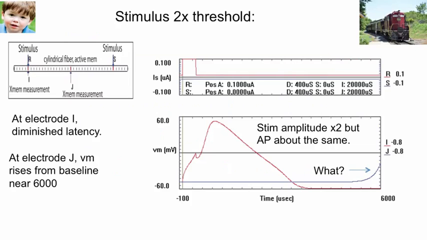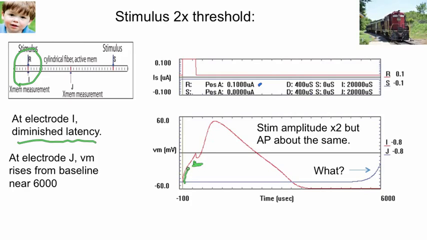Well, let's make our stimulus bigger. That's always a nice thing to do. So here we go. I moved it up from 0.06 to 0.1, 100 nanoamperes now instead of 60. What happens? Well, at electrode I, there's a diminished latency. That's how people say it, diminished latency. What that means is the time from the end of the stimulus to the start of the action potential, that little interval, has grown shorter. It's because the stimulus is bigger, it seems to get things going with our action potential faster.